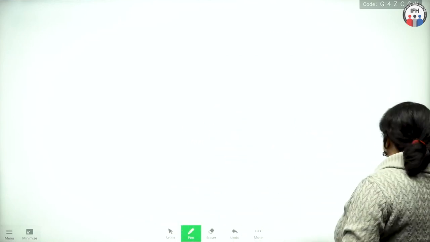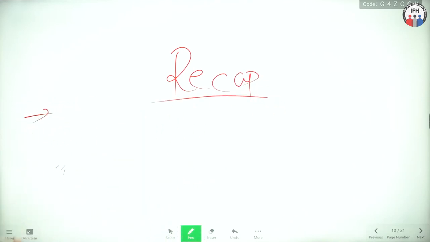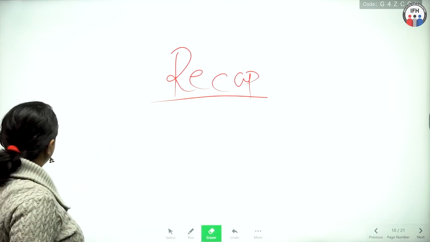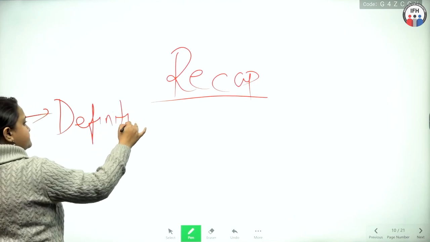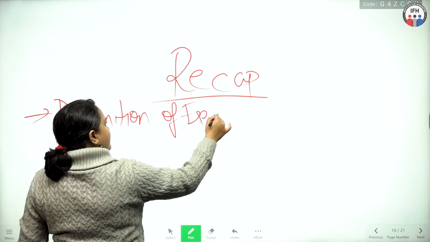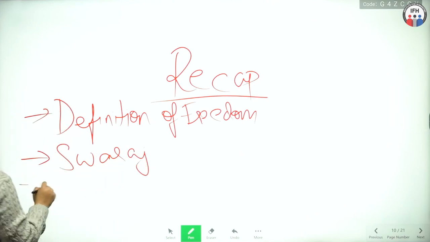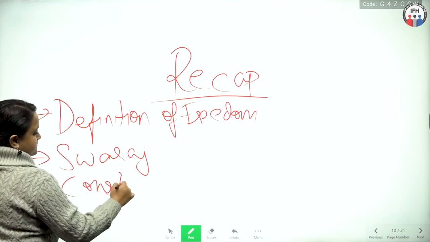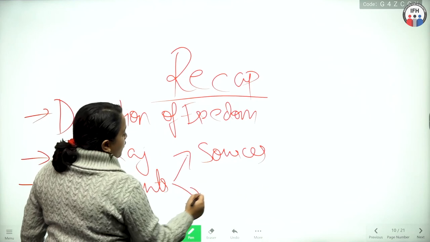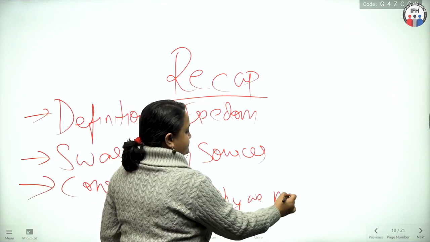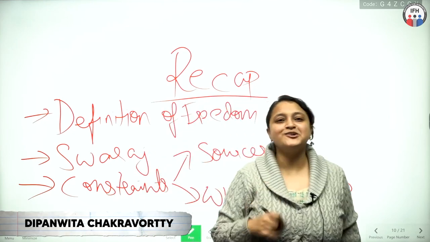Anyway, let's quickly recap what we learned today. So we started off with two examples, that of Nelson Mandela and Aung San Suu Kyi. And then we moved on to the definition of freedom. With this, we moved to understanding Swaraj. And then we came to constraints. We talked about different sources of constraints. And we talked about why we need them. Okay? And with this, we conclude today's lesson.